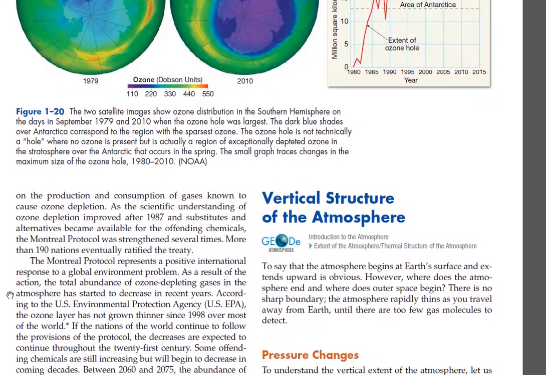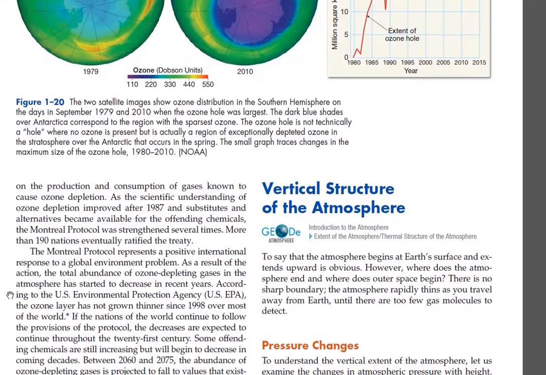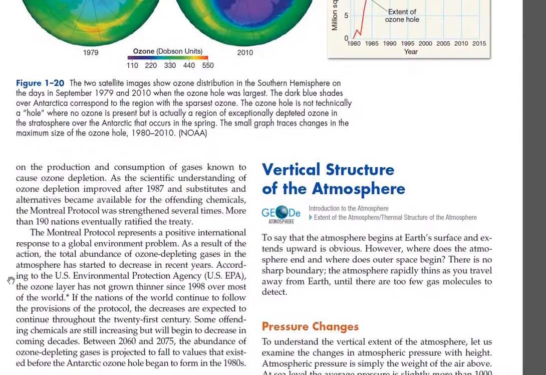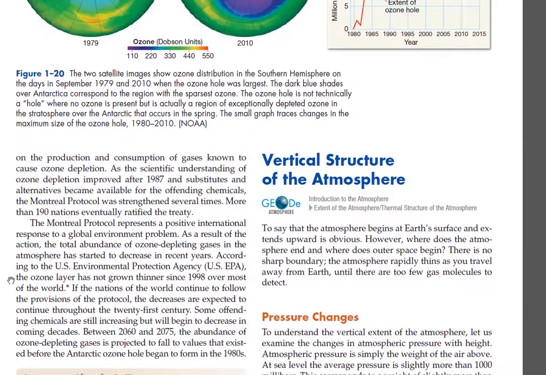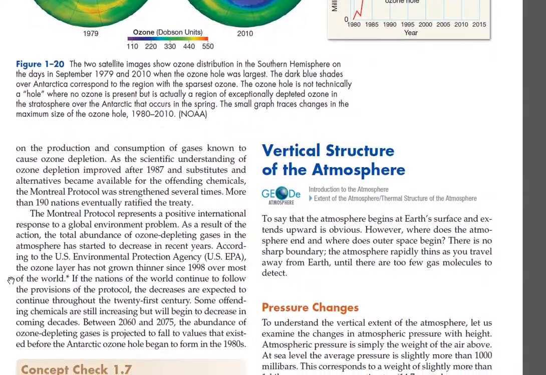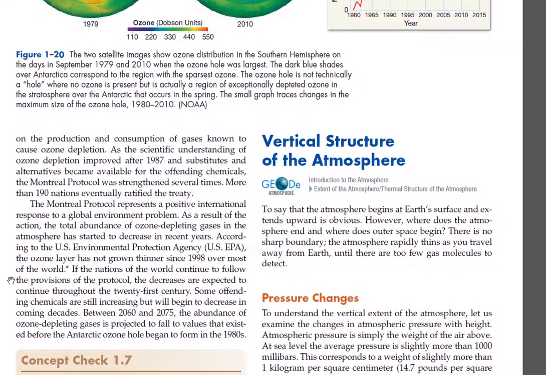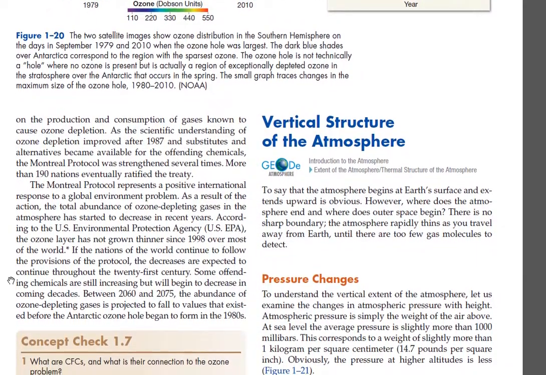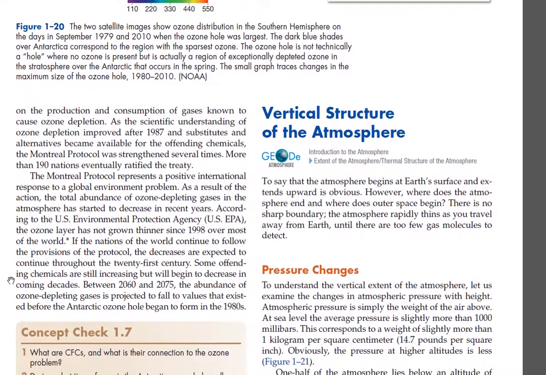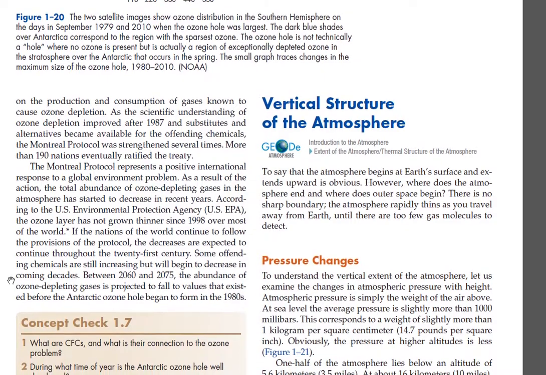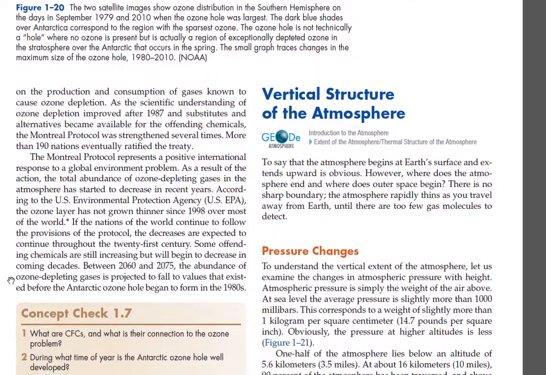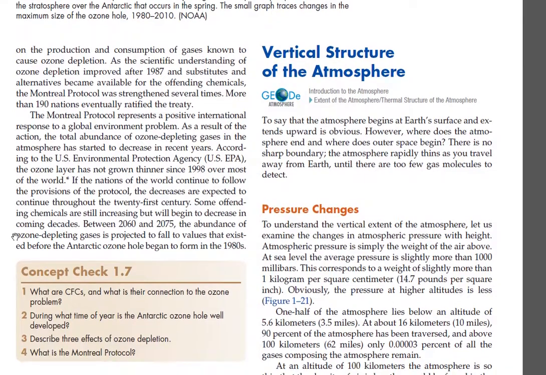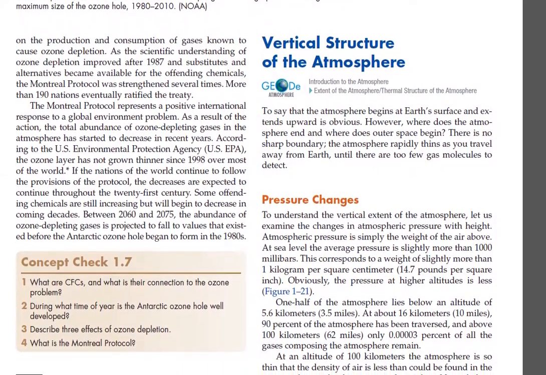As a result of the action, the total abundance of ozone-depleting gases in the atmosphere has started to decrease in recent years. According to the U.S. Environmental Protection Agency, US EPA, the ozone layer has not grown thinner since 1998 over most of the world. If the nations of the world continue to follow the provisions of the protocol, the decreases are expected to continue throughout the 21st century. Some offending chemicals are still increasing but will begin to decrease in coming decades. Between 2060 and 2075, the abundance of ozone-depleting gases is projected to fall to values that existed before the Antarctic ozone hole began to form in the 1980s.